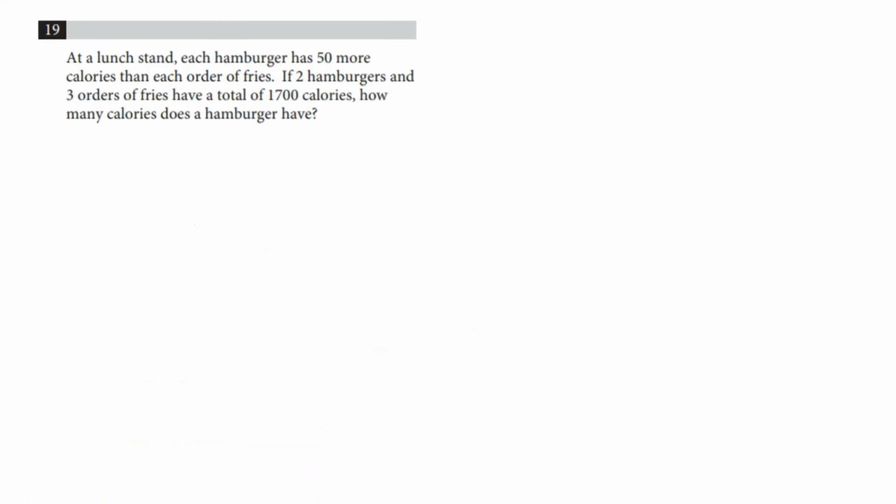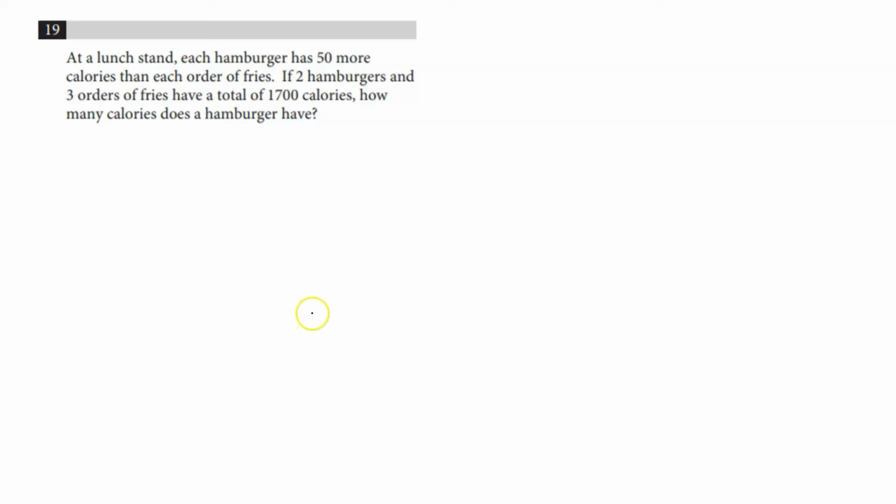19, second to last question. At a lunch stand, each hamburger has 50 more calories than each order of fries. If 2 hamburgers and 3 orders of fries have a total of 1,700 calories, how many calories does a hamburger have? So this definitely looks like another common systems of equation question, but the system itself is not explicitly given to us, we have to formulate it.